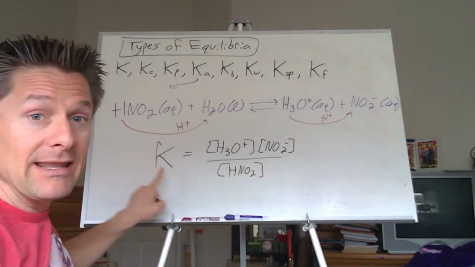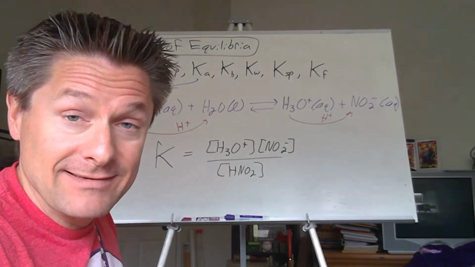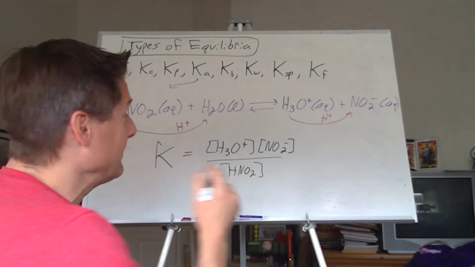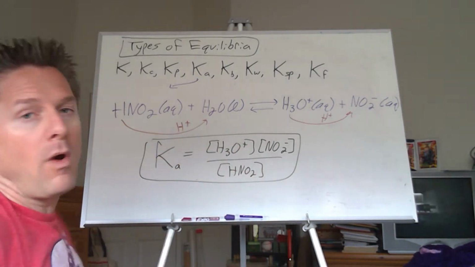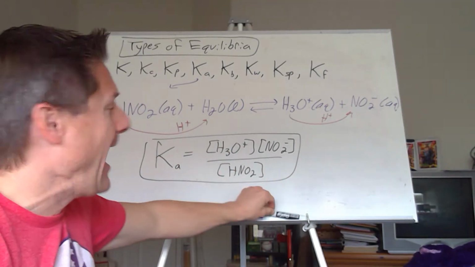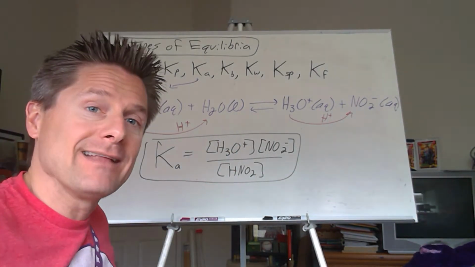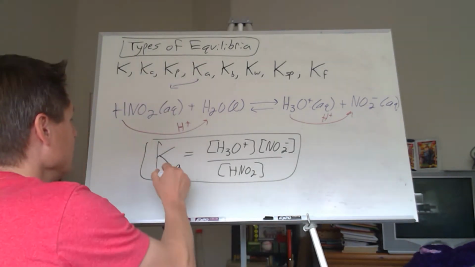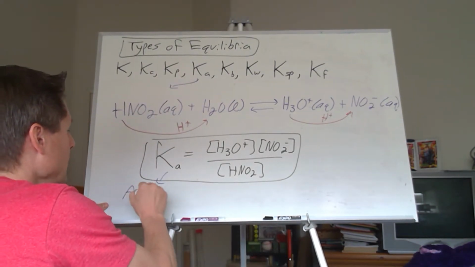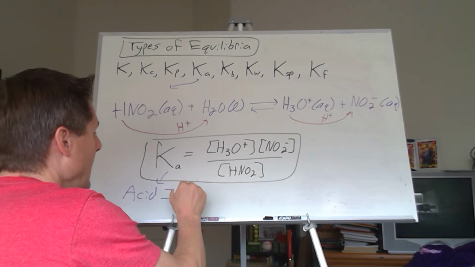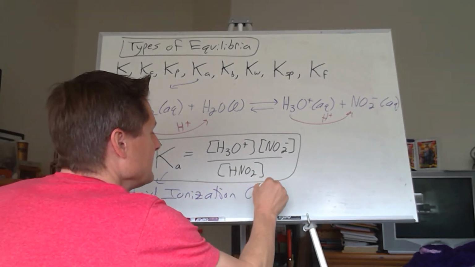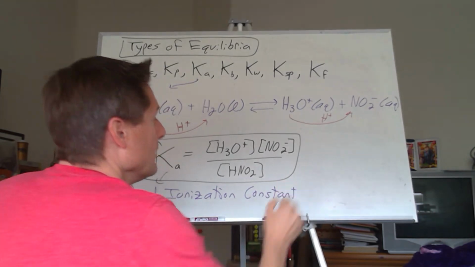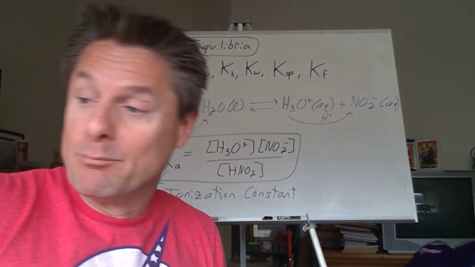And I could leave that as K. I could even call that Kc generically, but specifically this is a weak acid ionizing in water. So a lot of people call that the acid ionization constant, or the acid equilibrium constant, right? You'll see different names for that ionization constant. And we'll see the same thing on the next board.